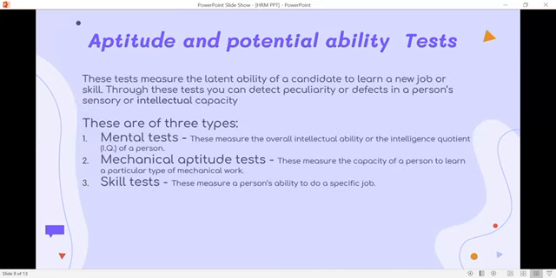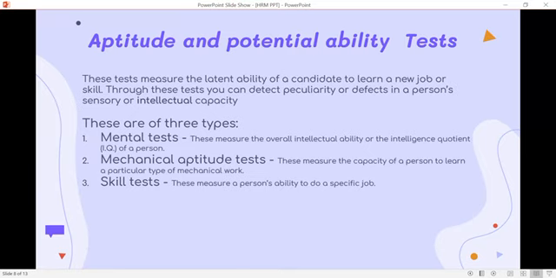Now, the second type of test is aptitude and potential ability tests. These tests measure the latent ability of a candidate to learn a new job or skill. Through these tests, you can detect peculiarity or defects in a person's sensory or intellectual capacity. These are of three types. First, mental test. Second, mechanical aptitude tests. And the third one is skill tests.